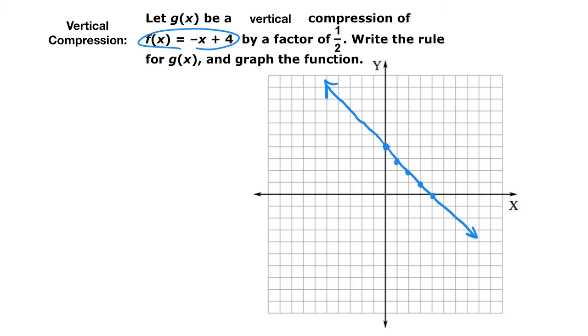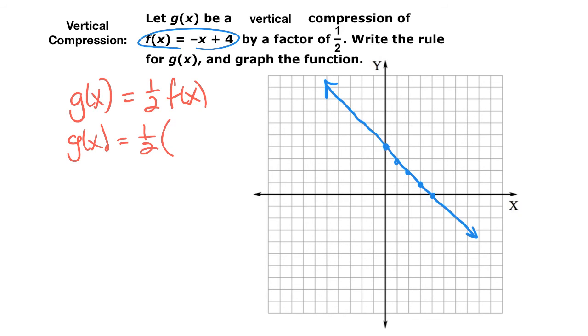Now we're going to do a vertical compression of the same function, f of x, by a factor of 1/2. So my new function, g of x, is going to equal 1/2 times the output of f of x. So this one's a little bit easier in that you're just taking the whole function and multiplying it by 1/2. And so if I write my rule, I'd have 1/2 times my whole function f of x. So that's going to be negative x plus 4.